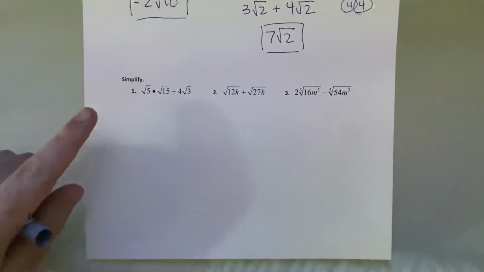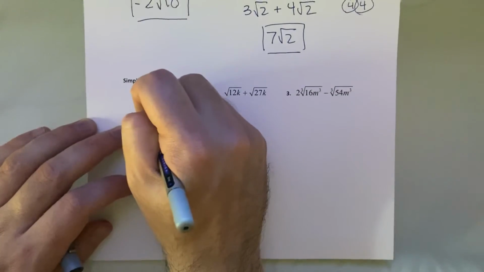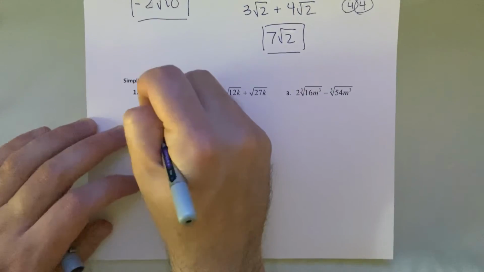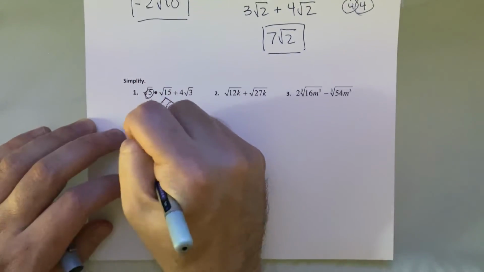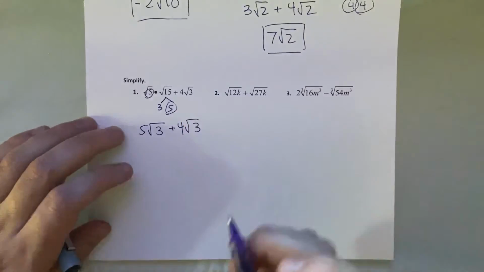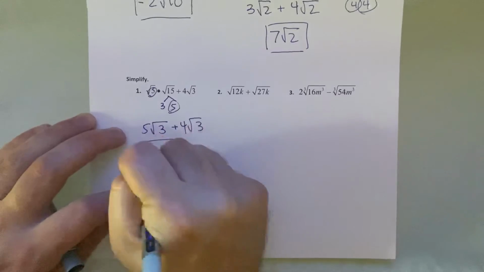Let's keep going. Square root of 5 times square root of 15 plus 4 square roots of 3. 5 can't break down, but square root of 15 is 3 times 5. So I do have a pair of 5's. So this is 5 square roots of 3 plus 4 square roots of 3, which makes 9 square roots of 3. Just add the coefficients.